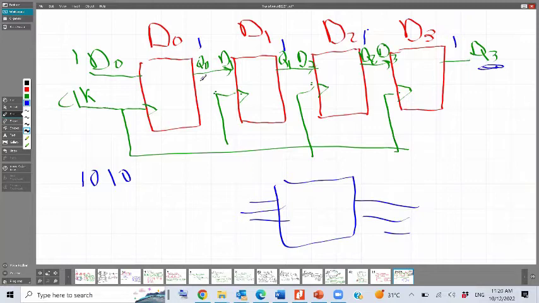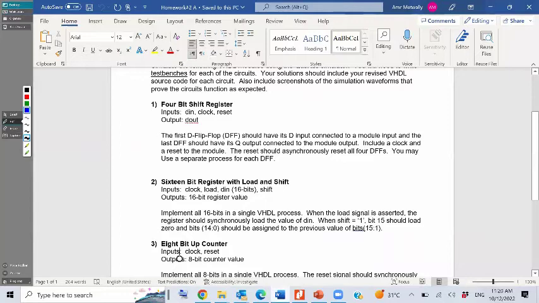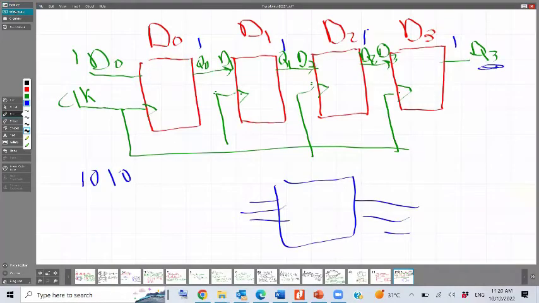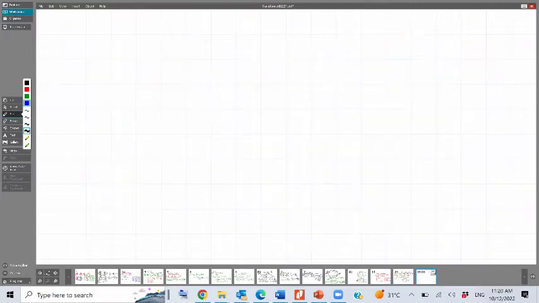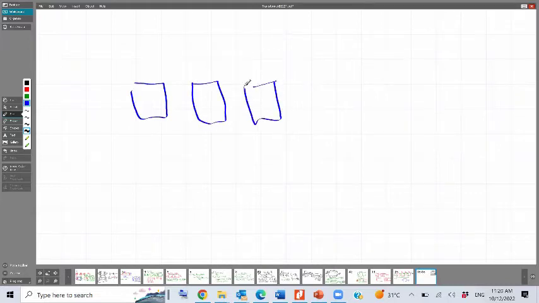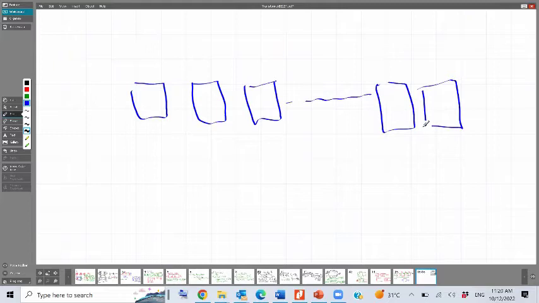Now, let's see the other program. It is 16-bit, not 8, and not the 4 that I showed you, but 16-bit with load and shift.